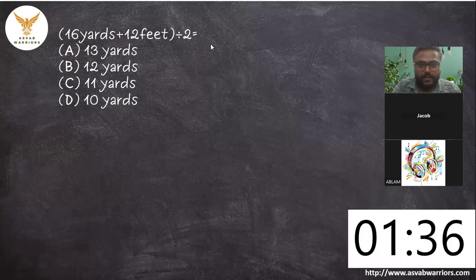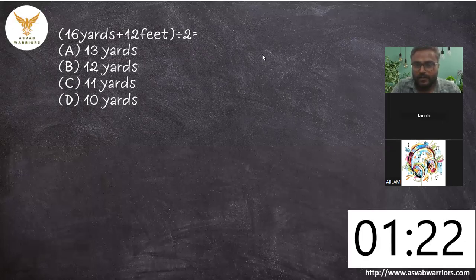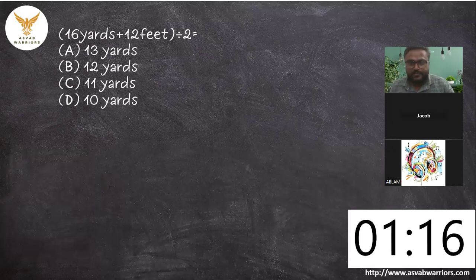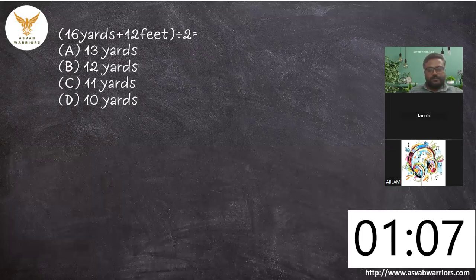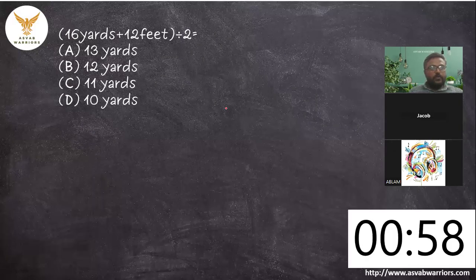Ablam got 30 yards. Oh, guys, you have to convert this into yards, not feet. The options might confuse you sometimes. Jacob got 10 yards.